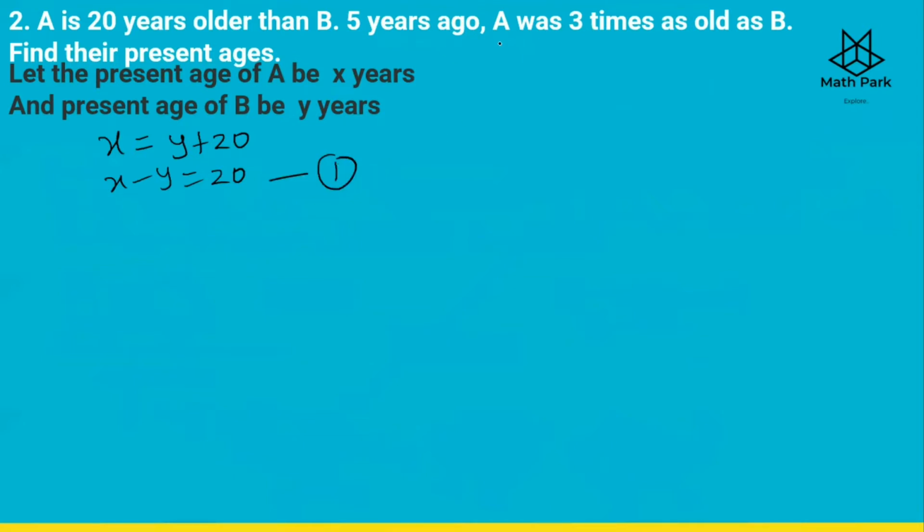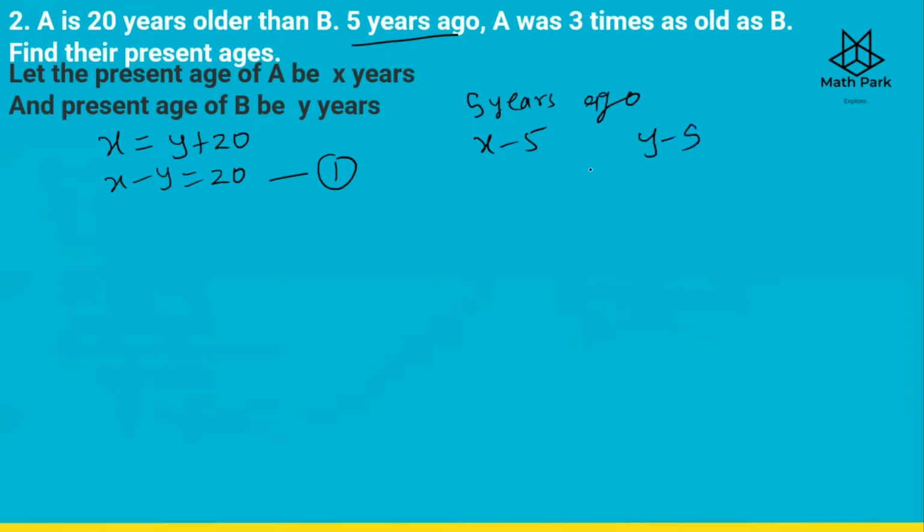Let us read the next condition. 5 years ago. So we have now 5 years ago. The ages are going to be 5 years ago. The age of A is going to be x minus 5. Age of B is going to be y minus 5. First write this. And what does it say?